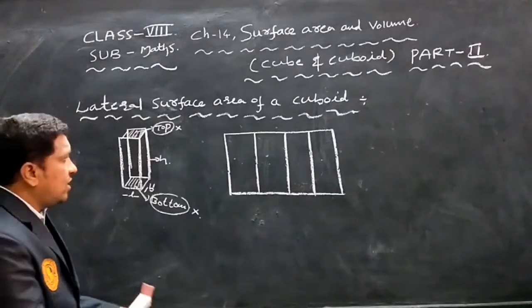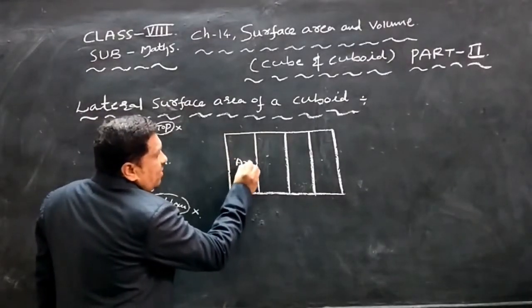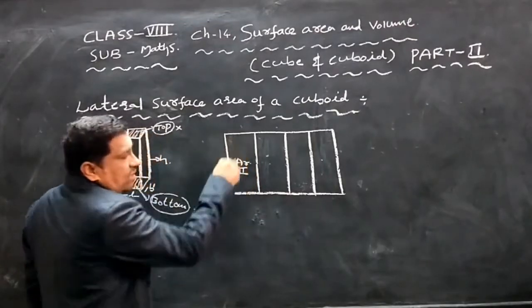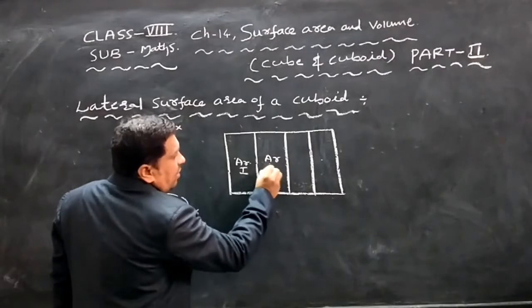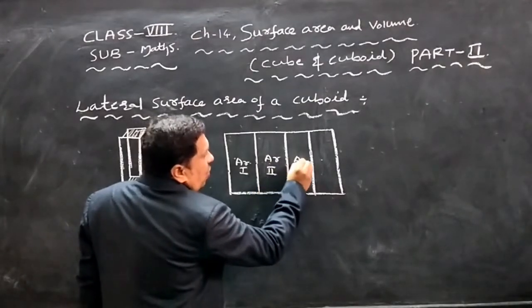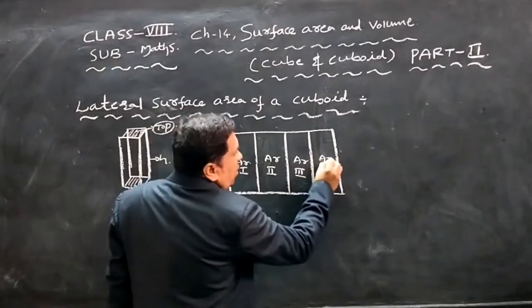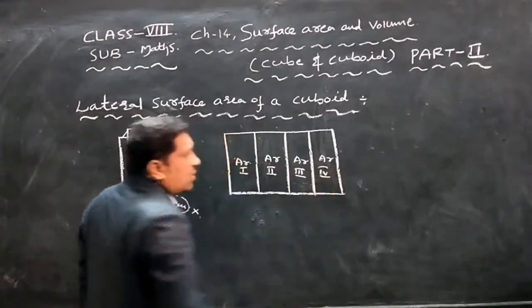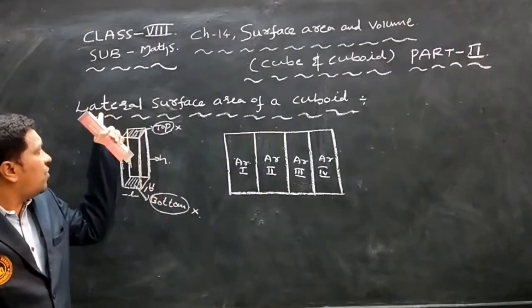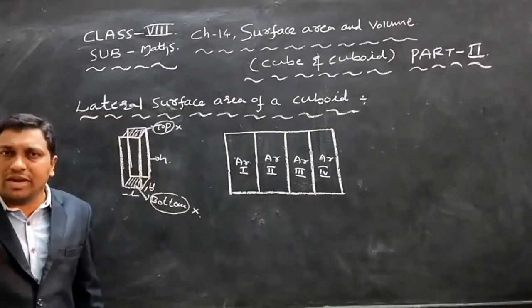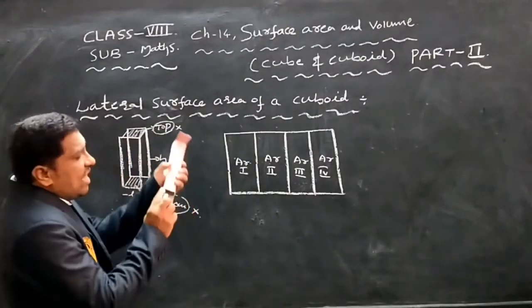This is the area of the first figure, this is the area of the second figure, this one is the area of the third figure, and this one is the area of the fourth figure. We calculate only 4 faces, because we only need the lateral surface area of a cuboid. Understood? So here this one is the length.